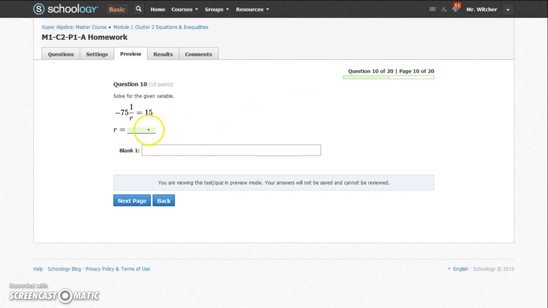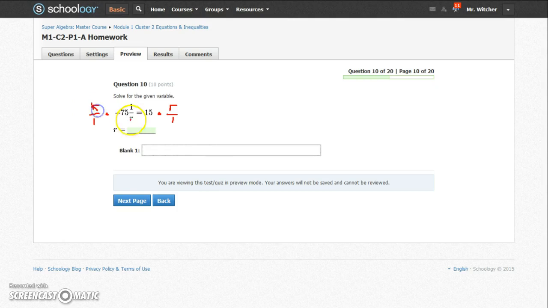Now we have negative 75 times 1 over r equals 15. Again, a unique problem because we have to multiply by the reciprocal on r first. Because r is in the denominator, we can't solve for it in the denominator. We need it in the numerator. We're going to begin by multiplying by the reciprocal. Again, that's the same thing as division when you're doing fractions. When you divide a fraction, you're actually multiplying by the reciprocal.